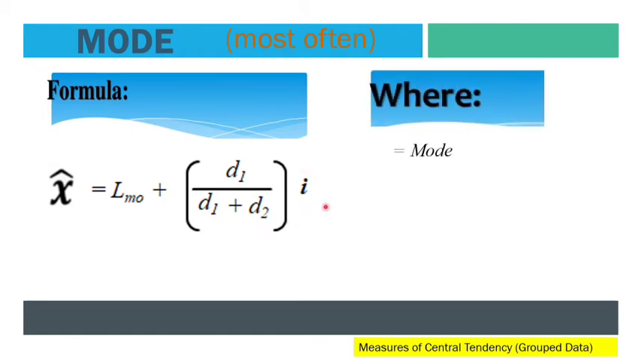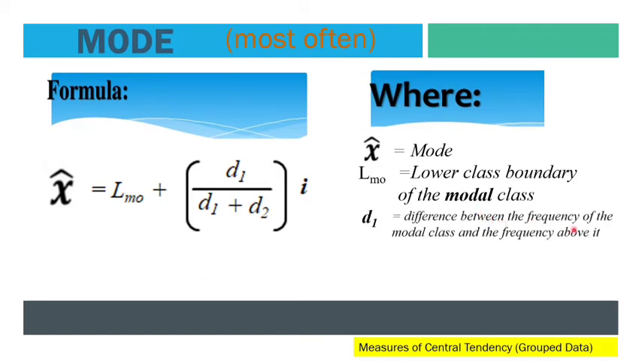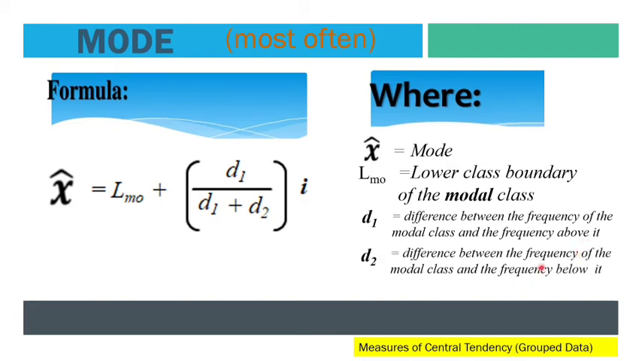Of course, here is the meaning of each symbol. The x-hat means mode. The LMo pertains to the lower class boundary of the modal class. d sub 1 pertains to the difference between the frequency of the modal class and the frequency above it, while d sub 2 pertains to the difference between the frequency of the modal class and the frequency below it. And finally, i pertains to the interval size. Let's dig deeper on this using our example.